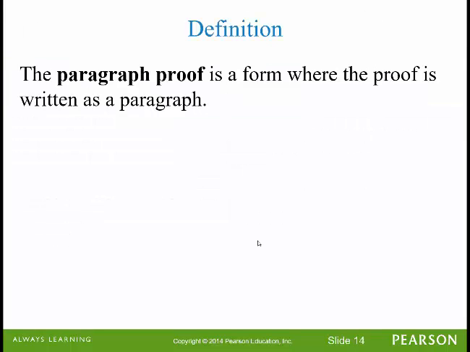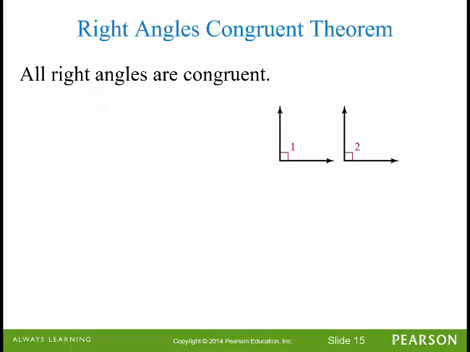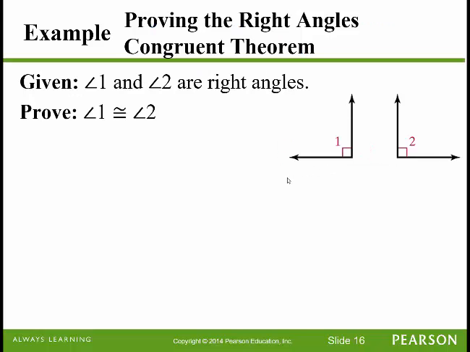Another way we could do some proofs. The paragraph proof is a form where the proof is written as a paragraph, instead of this two-column proof. So let's give you some theorems. Right angle congruence theorem: all right angles are congruent. That means all right angles have the same measure. So angle 1 and angle 2 are right angles. Let's prove then that angle 1 is equal to angle 2.